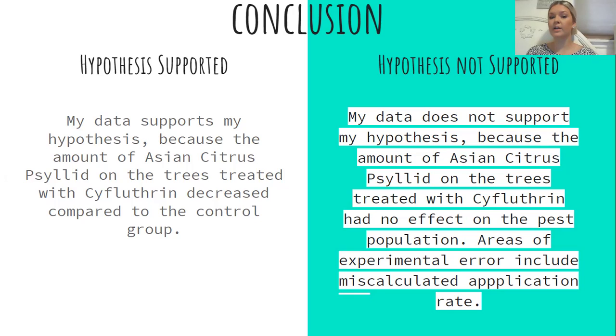Hypothesis not supported: my data does not support my hypothesis because the amount of Asian citrus psyllid on the trees treated with cyfluthrin had no effect on the pest population. Areas of experimental error included miscalculated application rate. So this right here states that trees treated with cyfluthrin had no effect on the pest population. Areas of experimental error include miscalculated application rate. So miscalculations could cause errors, guys.